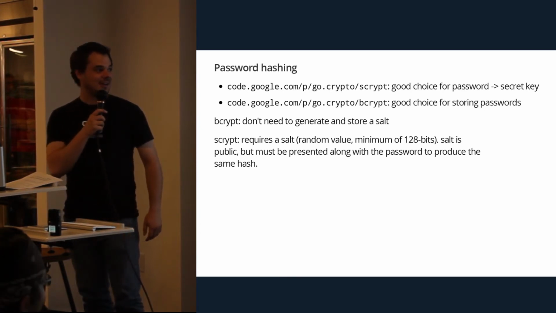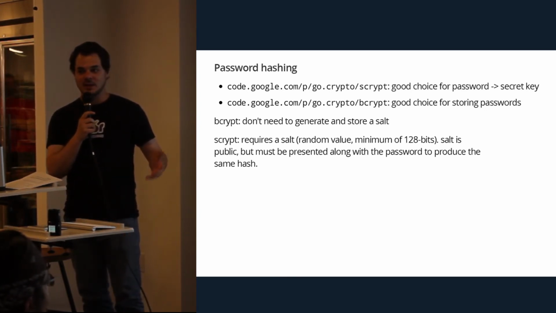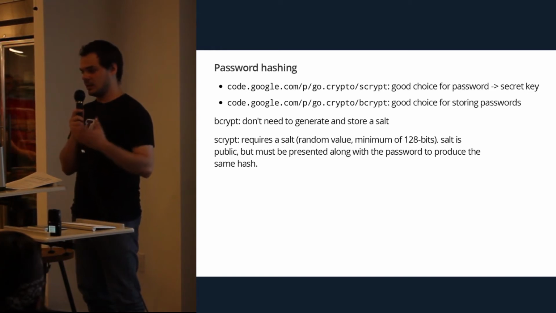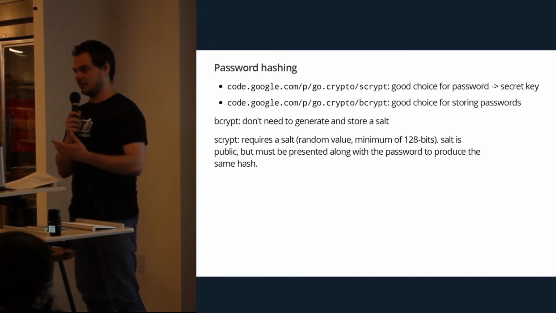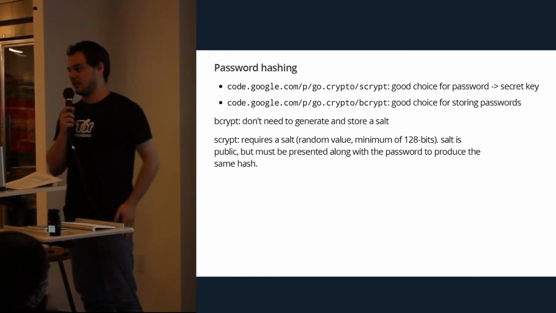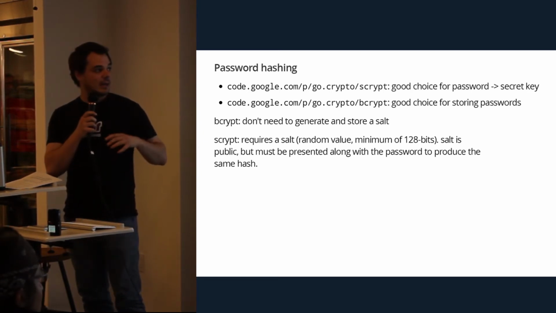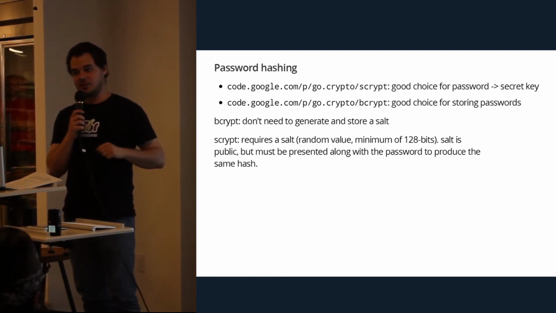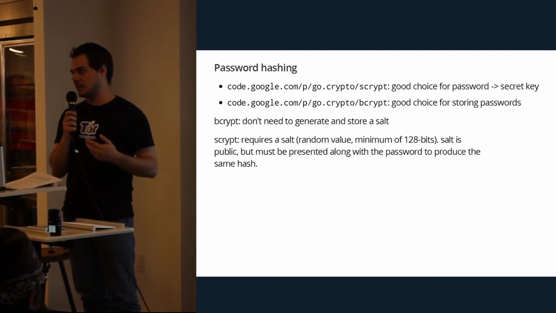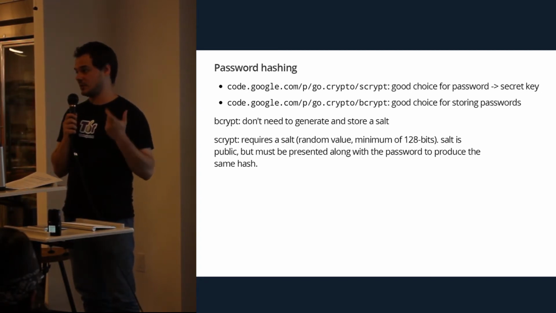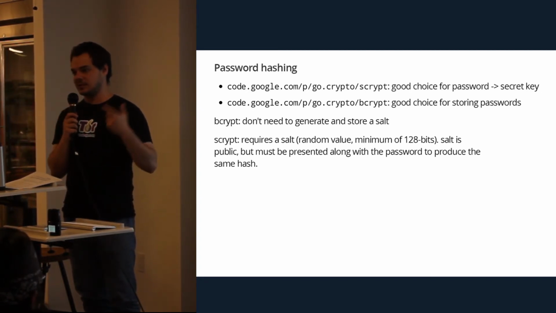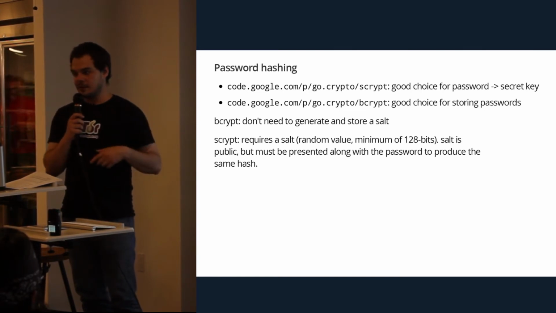So there are a couple of things here depending on what you're trying to do. If what you need is a secret key, like you want to use a password to encrypt a file, then we're going to use scrypt. It's really good for doing that. It does require you to generate a random salt, though, 16 bytes or 32 bytes maybe. And you need that salt, which is not a secret, to get the same key back from that password.